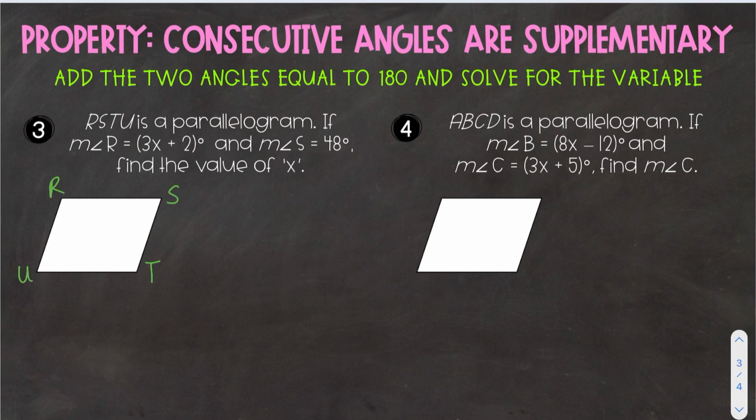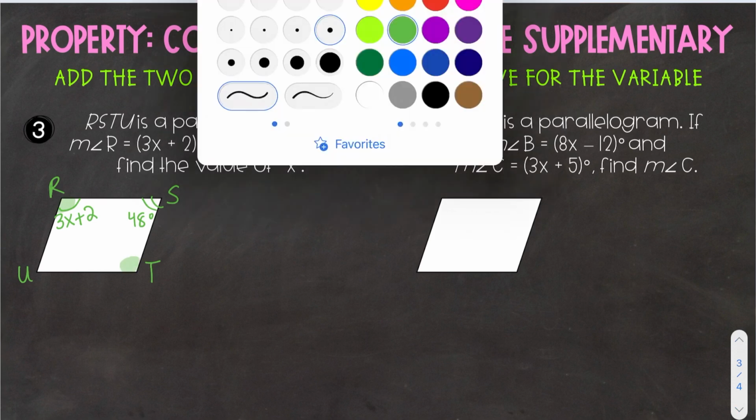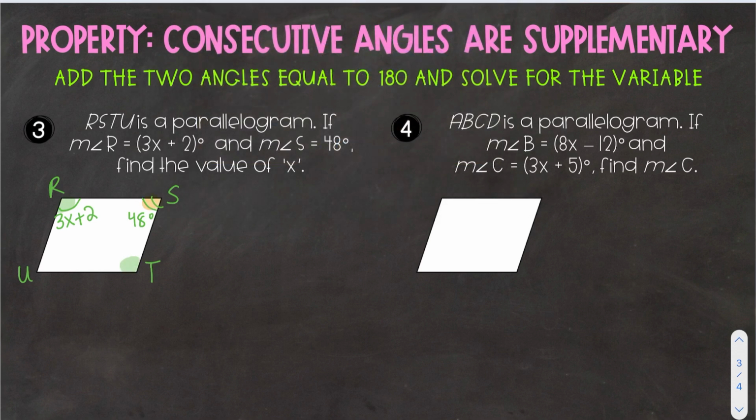So angle R is 3x plus 2. And angle S is 48 degrees. It might be helpful to use different colored highlighters to see, because angle R and T are opposite angles, but R and S are not opposite each other. They are called consecutive angles because they're on the same side, the side RS. So we know that consecutive angles are supplementary, which means they add up to equal 180 degrees.